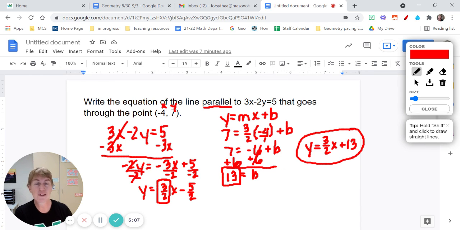So it took a few steps, but it wasn't difficult. I found their slope. For parallel, I kept my slope the same. If it was perpendicular, I would flip it and change the sign. Plug that in with the point they gave me to find the y-intercept, and then write my equation.